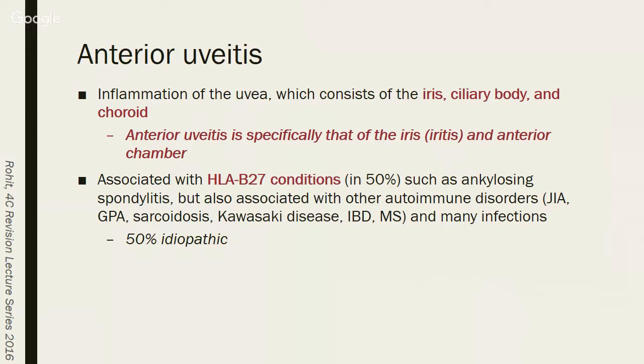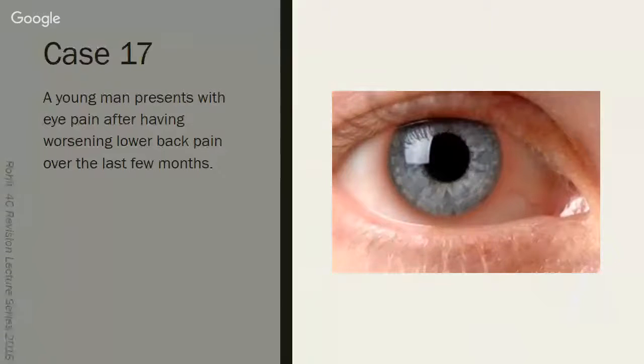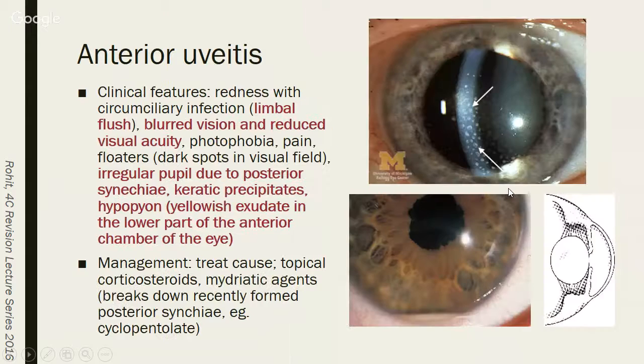But also other autoimmune conditions. The classic symptom you have is limbal flush. So the limbus is kind of like this area just around here, and that's the part of the eye that's very red. The rest of the eye might be a little bit red, but that's the prominent part of the eye that's red. Limbal flush.